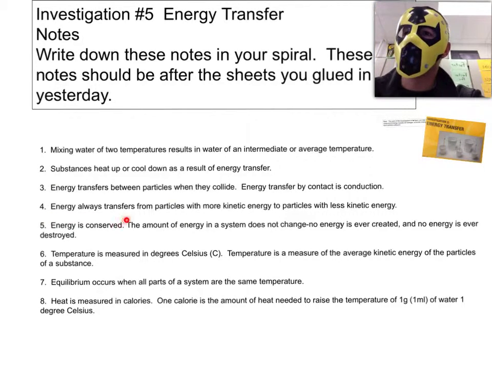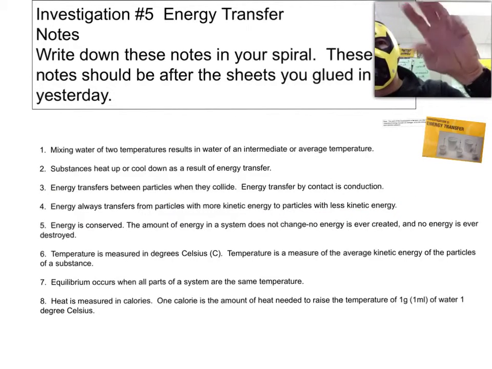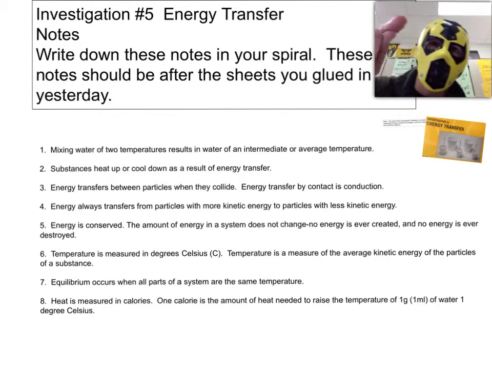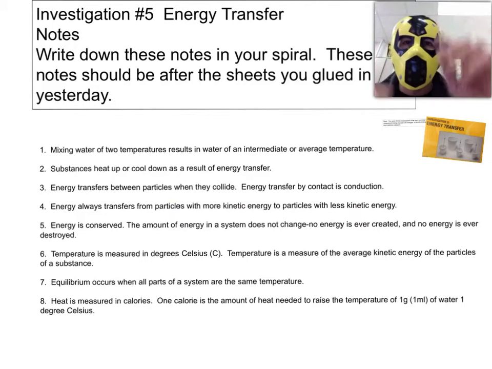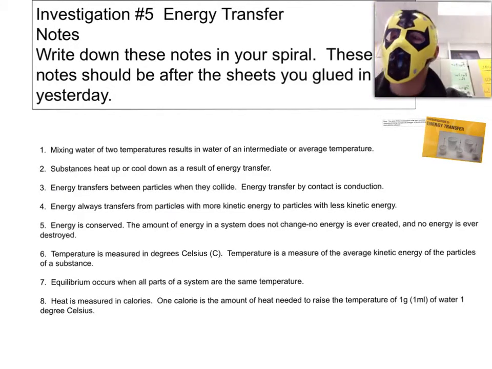Number 4, energy always transfers from particles with more kinetic energy, fast-moving particles, to slower moving. So fast to slow. We will show that in class.